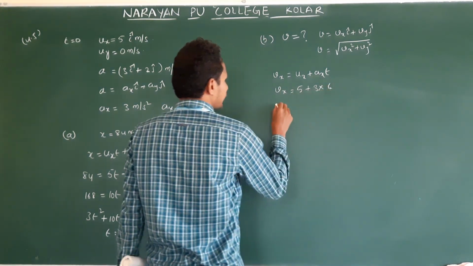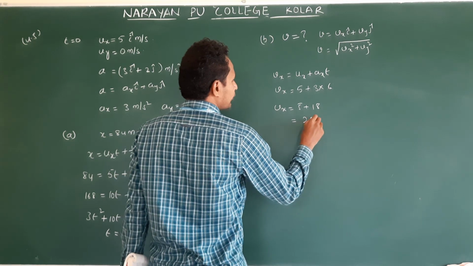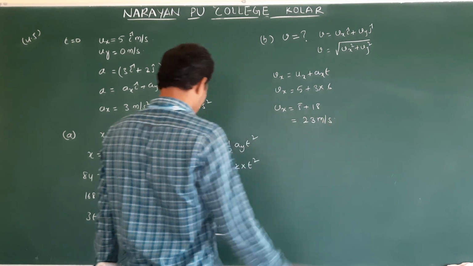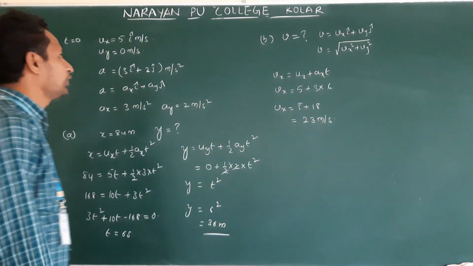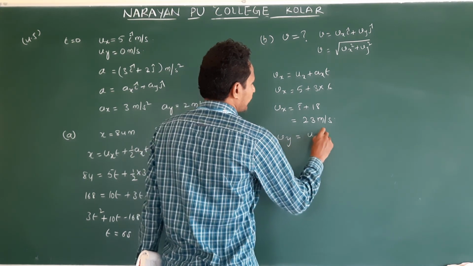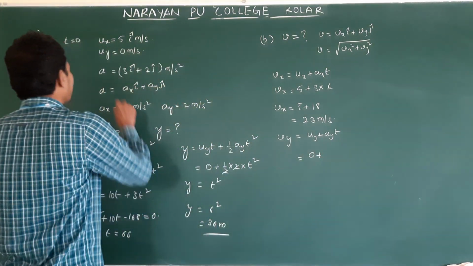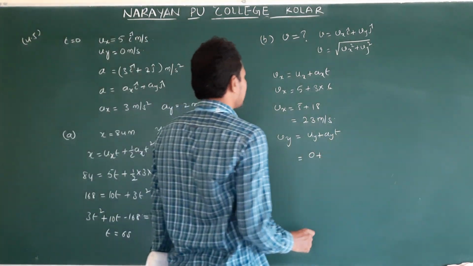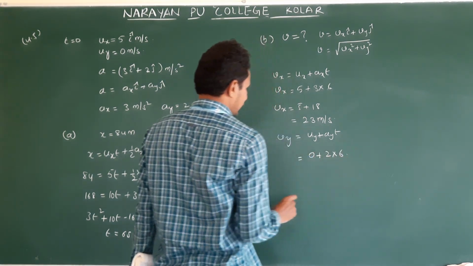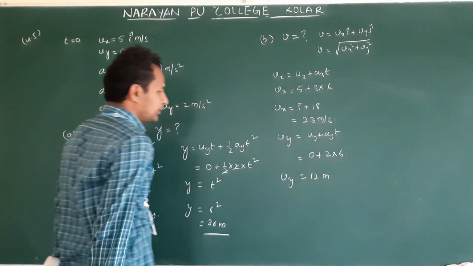6 seconds. So Vx is equal to 5 plus 18. 5 plus 18 is what? 23 meters per second. Next, Vy. What is that? Vy equals Uy plus Ay t. Uy is 0, the initial velocity along the y direction is 0. Ay is what? Ay is 2. t is 6. So Vy is equal to 12 meters per second.